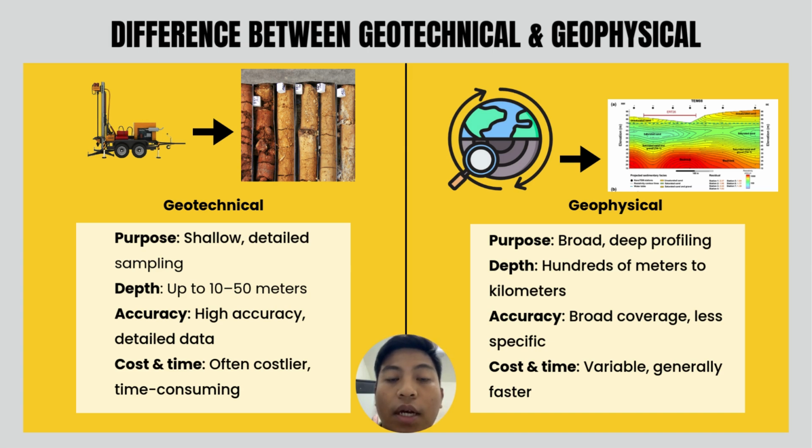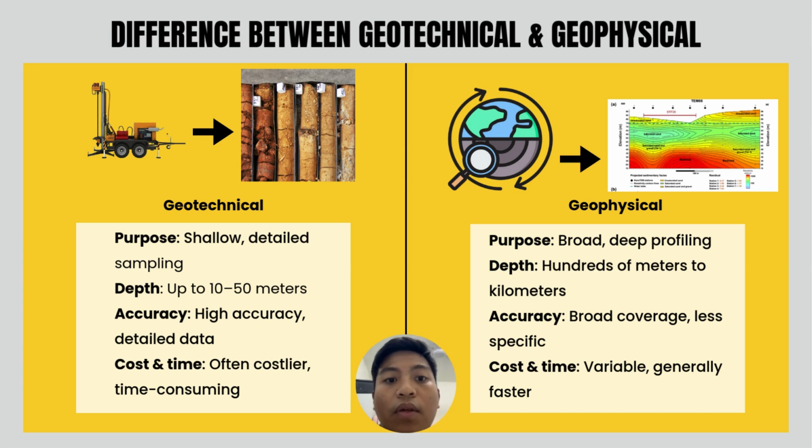So, what is the difference between geotechnical and geophysical techniques? To put it simply, geotechnical techniques are used for precise, detailed information about the soil or rock composition. In contrast, geophysical techniques are used for broad, deep subsurface profiling and are great for mapping larger areas. So in terms of depth, geotechnical methods usually investigate shallow depths, typically up to 10 to 50 meters. On the other hand, geophysical methods can reach hundreds of meters to even kilometers below the surface.